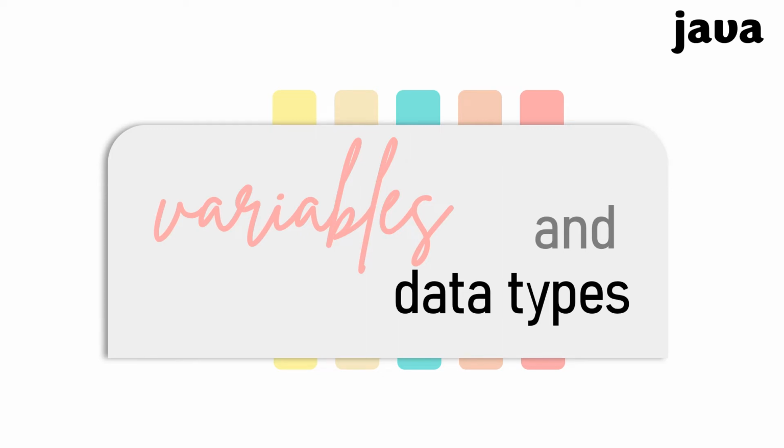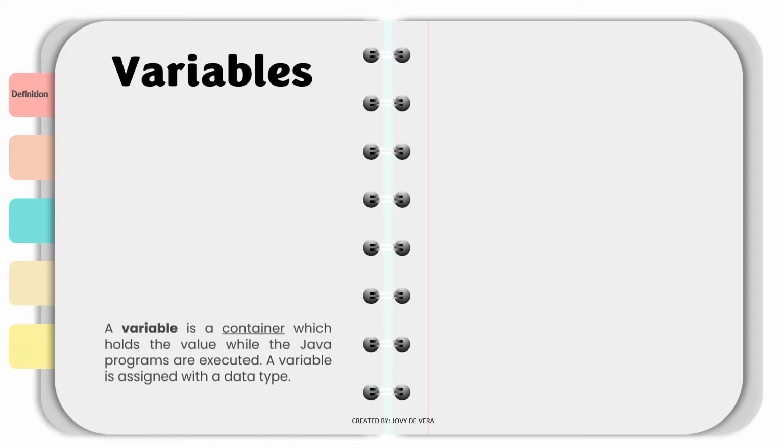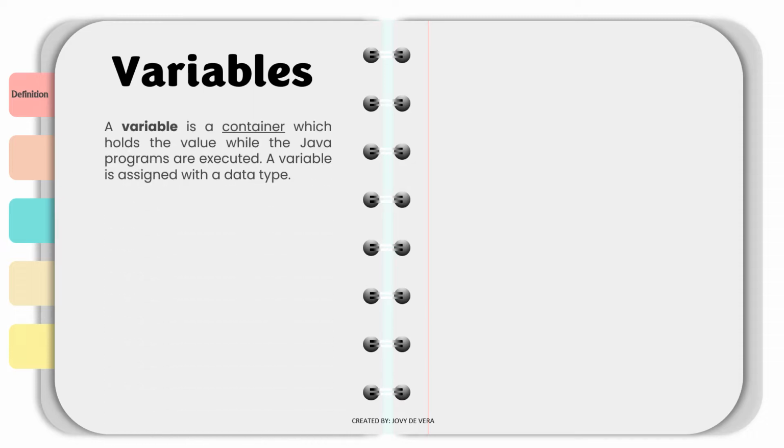In this video, I am going to discuss variables and data types in Java. Okay, let's talk about variables. So, what are variables? A variable is a container which holds the value while the Java programs are executed. A variable is assigned with a data type.